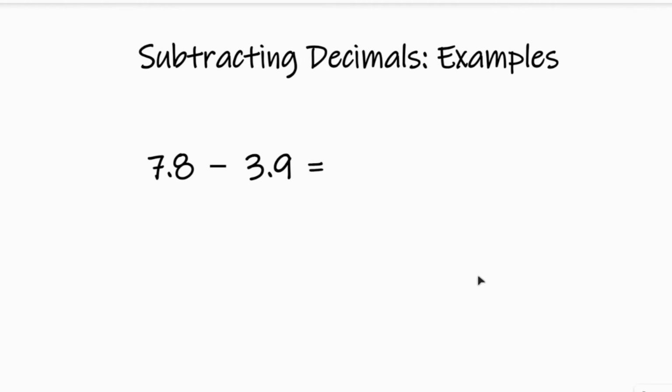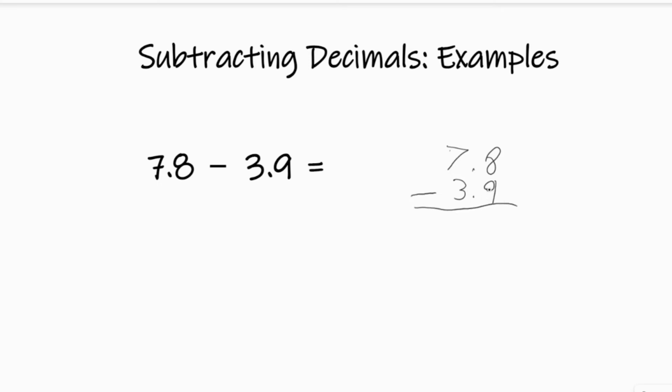For our next example, we need to subtract 3.9 from 7.8. Since our numbers are not aligned, we're going to do that first. So 7.8. And now since we align by the points, we're going to put the 3.9 point directly over here and fill in the numbers to the left and to the right of it.